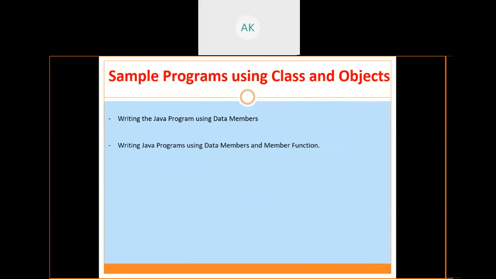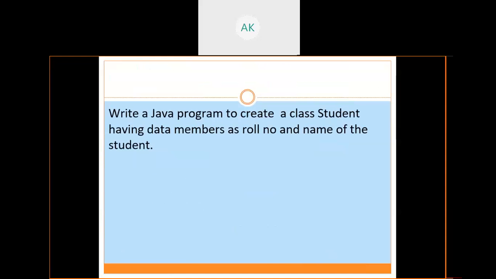So when a question is asked in the examination, write the program for this and that, the question will be given like this. For example, let's say the question is: write a Java program to create a class student having data members as roll number and name of the student, right? So what is expected is that we should write the program with the class name as student and having the two data members as roll number and name.